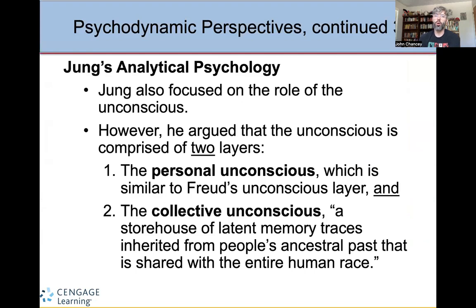Jung was a follower, a neo-Freudian. He was a big believer in this idea of the unconscious mind. He differed from Freud. He didn't put as much emphasis on sex as Freud did, but he also talked about the unconscious mind at two levels. We have the personal unconscious mind, which is very similar to what Freud talked about, that part of the mind that's very influential on our behavior that maybe we're not even aware of.